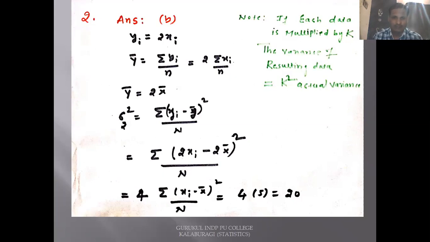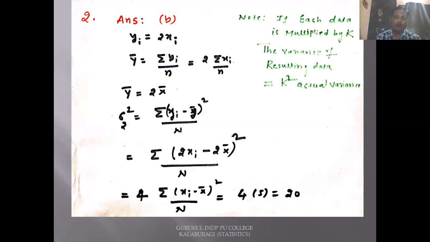Now similarly we calculate the variance of the new data. New data variance I'll denote by rho 2 square. So rho 2 square equals summation of yi minus y bar whole square divided by n. We already know yi is nothing but 2 times xi, and y bar is 2 times x bar. Substitute in those places: 2xi minus 2x bar whole square divided by n.